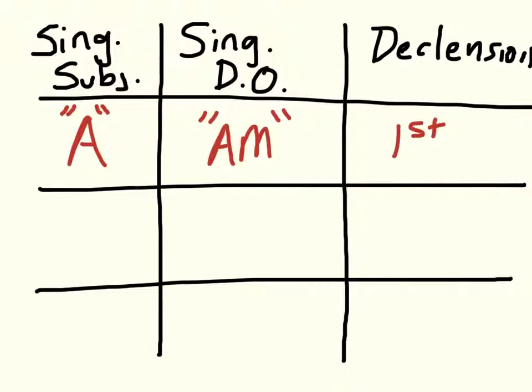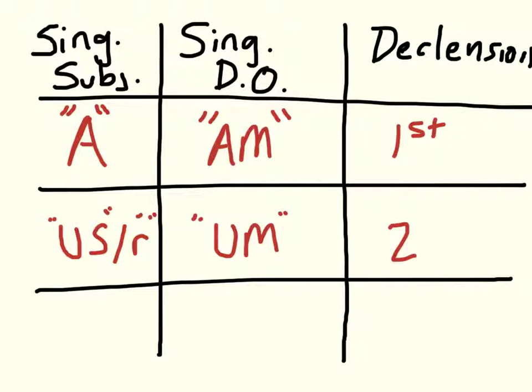Next, we have nouns where the singular subject ends in US or R, and the singular direct object ends in UM. And these we say belong to the second declension. And we see such nouns as puer and puerum, and dominus and dominum.